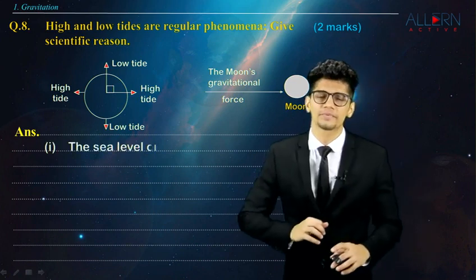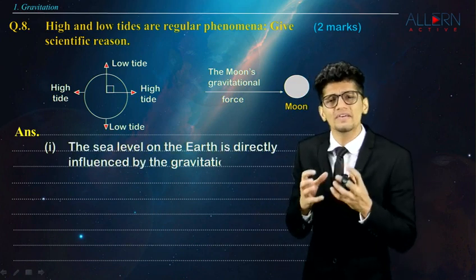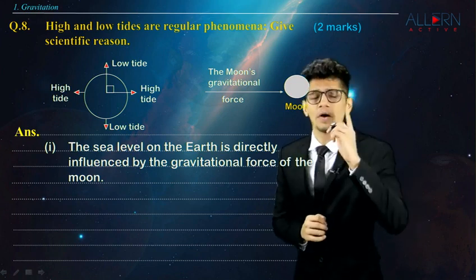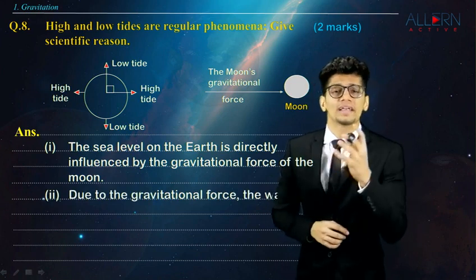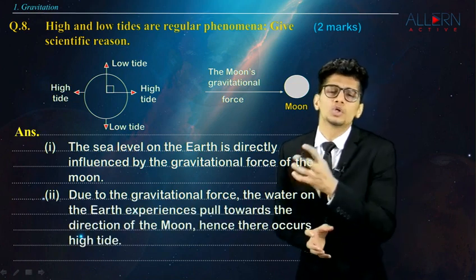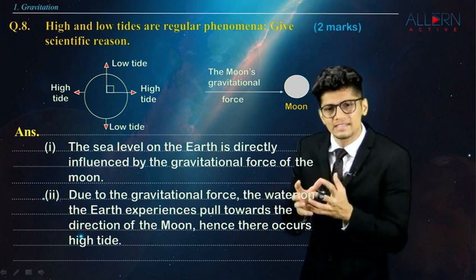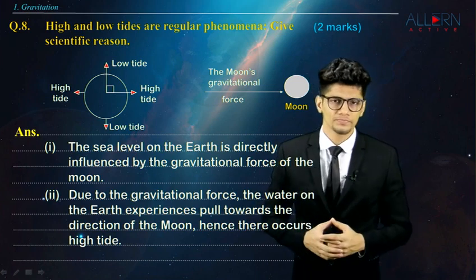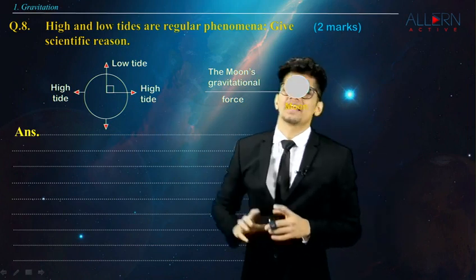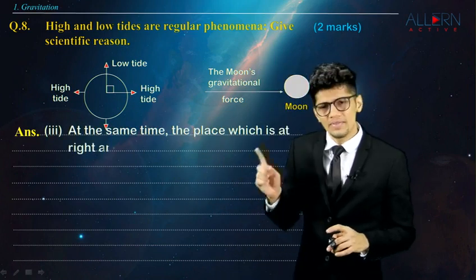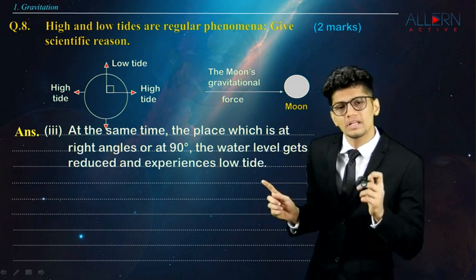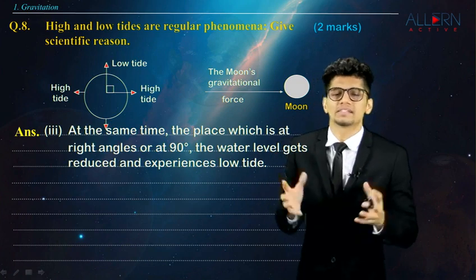Let's see how to write this. So first of all, we know that the sea level on the earth is directly influenced by the gravitational force of the moon. And we also know that due to this gravitational force, the water on the earth experiences a pull towards the direction of the moon, hence high tide occurs. Now we also know that the sides which are at right angles will have low tides. So at the same time, the place which is at right angles or at 90 degrees, the water level gets reduced and experiences low tide.